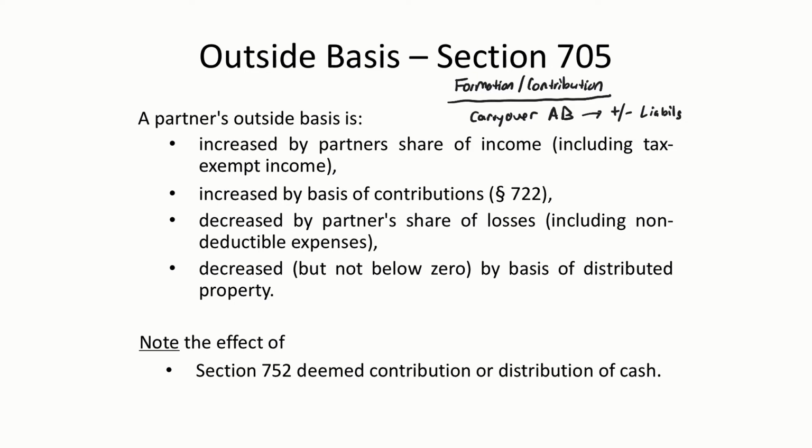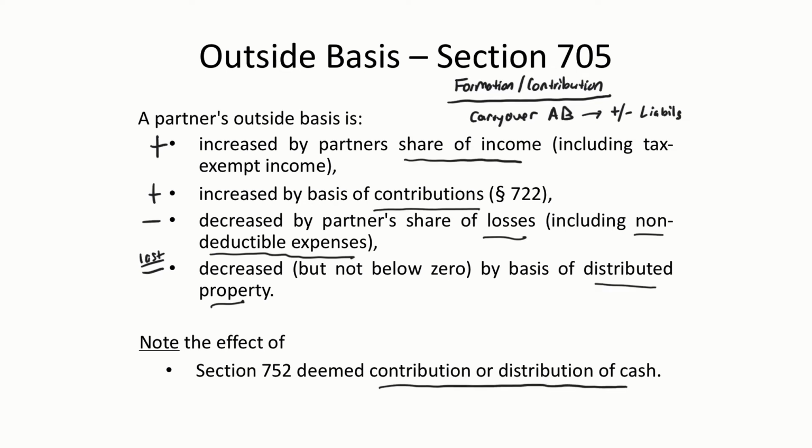So we're going to increase each year the basis by the partner's share of income, including tax-exempt income. We're also going to increase for any contributions that happen during the year, property or cash. Those are the increases. We're going to decrease for any share of loss or non-deductible expenses, so any deductions or deductible expenses, and also decrease, and this is always last in a simple distribution, any distributions that take place. Note again that we have to consider the effect of liabilities that happen during the year.